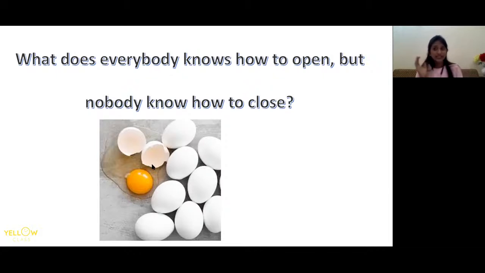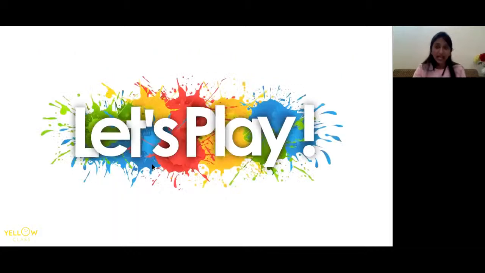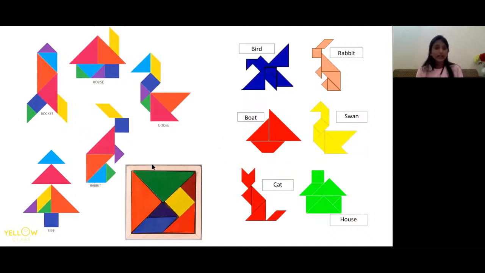So now this is the time to make our puzzle. Yes, our own puzzle. Are you excited for it? Okay, let's play and make the puzzle. First of all, there are a few images on your screen. Can you see? A rocket, a house, goose, rabbit, tree, bird, rabbit again, a boat, swan, cat, and a house. Do you really want to make it? Isn't it interesting? Yes, we can make it. It is very, very simple.